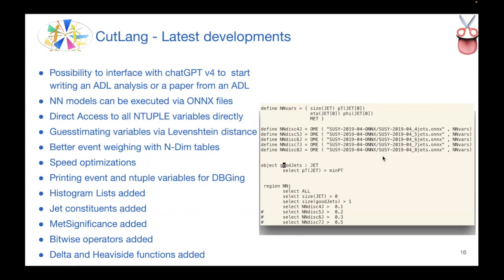Oh, this is an example here on how to run a neural network based on a set of variables defined here, and then the model in ONNX format is presented here, and then this is the model executor.